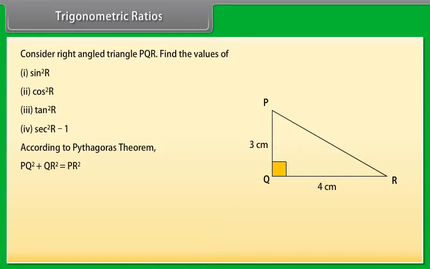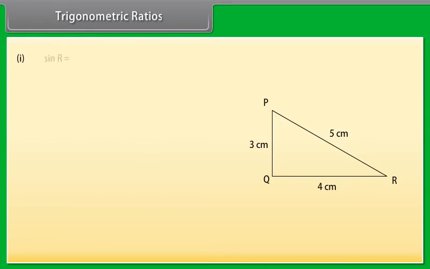Consider right-angled triangle PQR. Find the values of sin square R, cos square R, tan square R, sec square R minus 1. According to Pythagoras theorem, PQ square plus QR square is equal to PR square. By substituting the values, we get 3 square plus 4 square equals PR square. Now, by calculating it, we get PR is equal to square root 25, which is 5 centimeter.